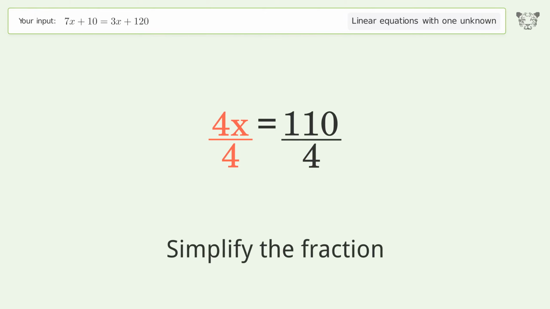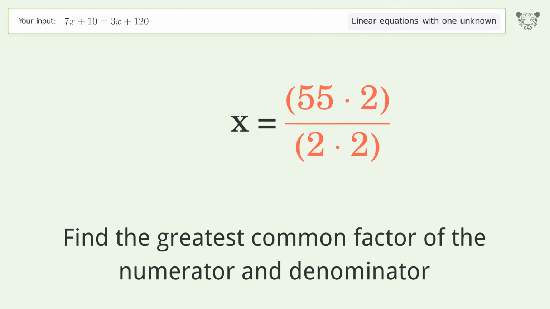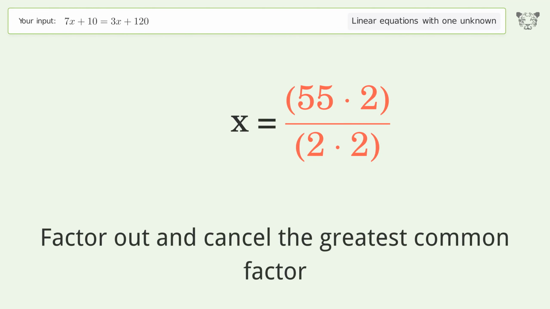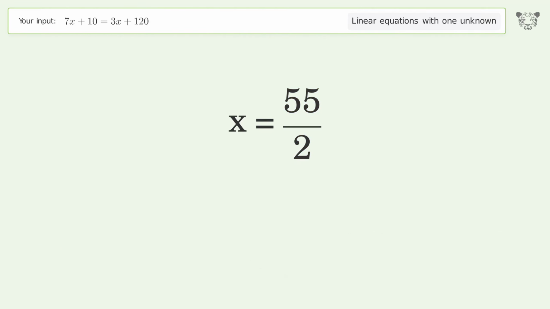Simplify the fraction. Find the greatest common factor of the numerator and denominator. Factor out and cancel the greatest common factor. And so the final result is x equals 55/2.